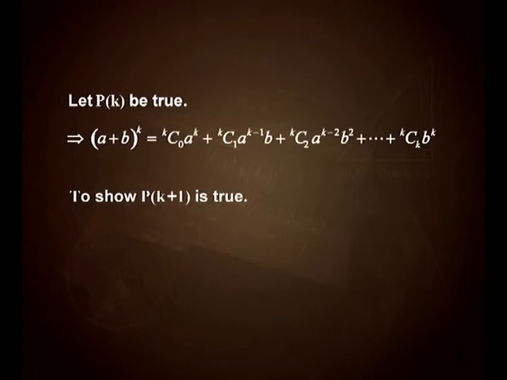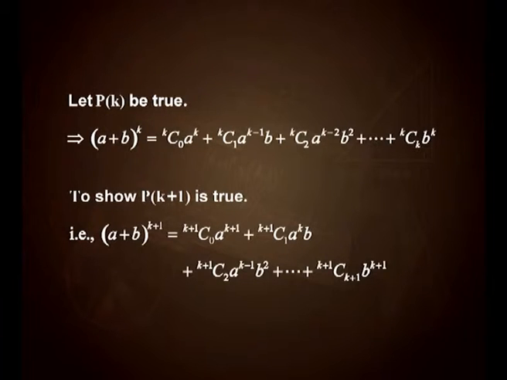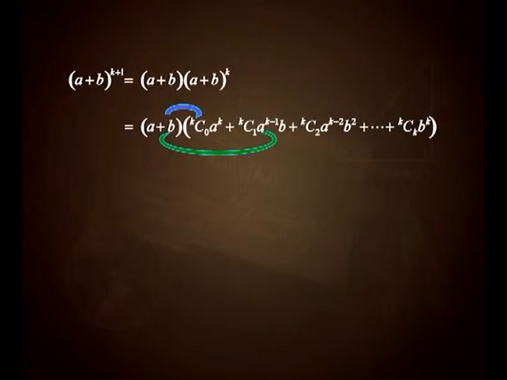That is, I want to show that a plus b when raised to the power k plus 1 must give me the same expansion when I replace n by k plus 1. So, to prove this, of course, I start by rewriting a plus b to the power k plus 1, and in this case it can be rewritten as a plus b times a plus b to the power k. This a plus b to the power k gets replaced by the expansion that we had assumed, because our result was assumed to be true for k.